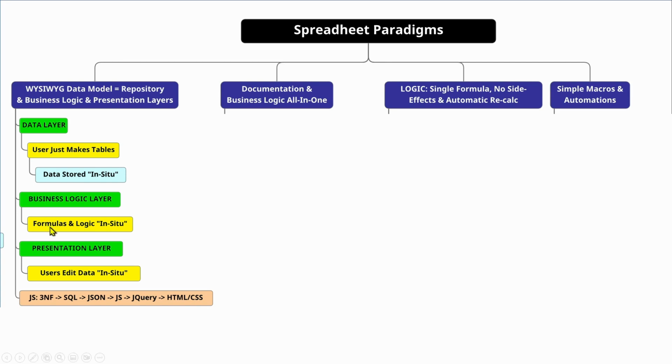But then within those tables, they also incorporate the business logic layer. All the formulas and the macro buttons are embedded within these tables so that if you ask the question, where do I go to change the way such and such a thing is calculated? The answer is you go to the table and there you'll find the formula and you can change the formula.